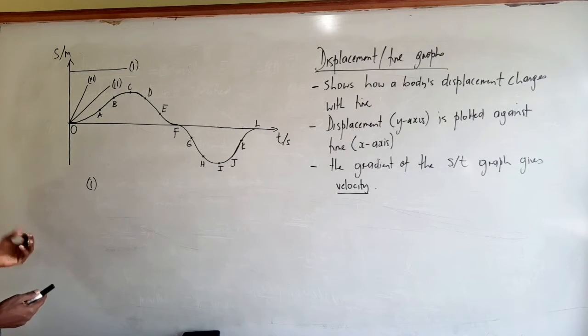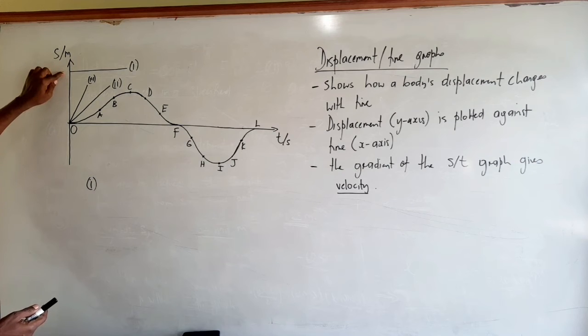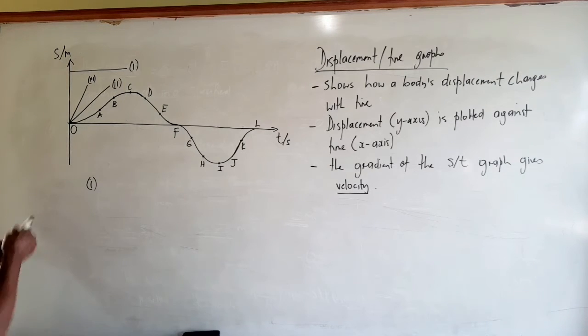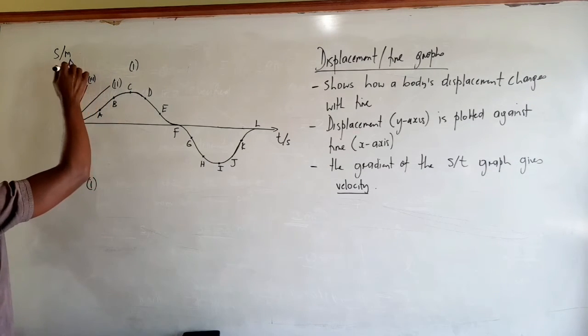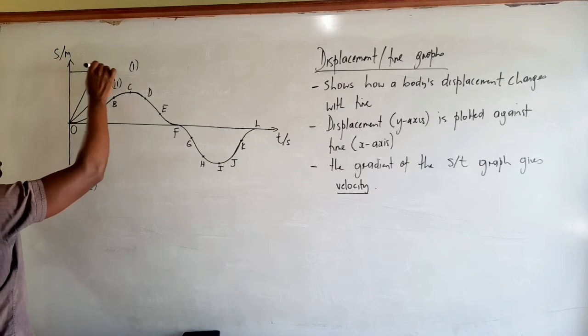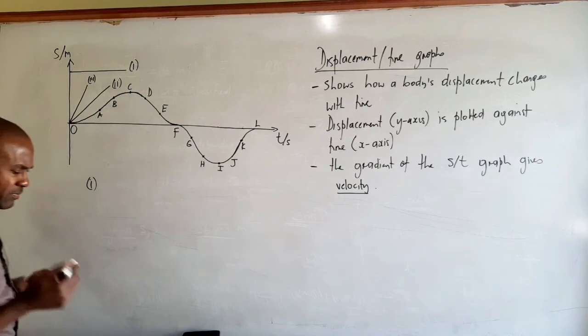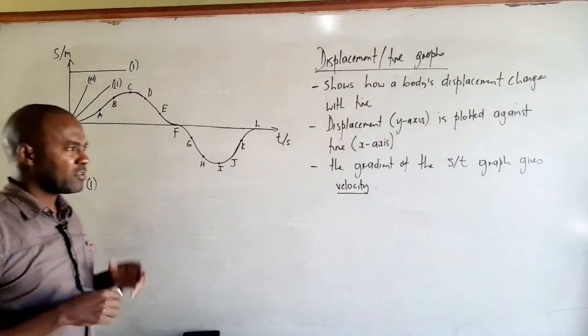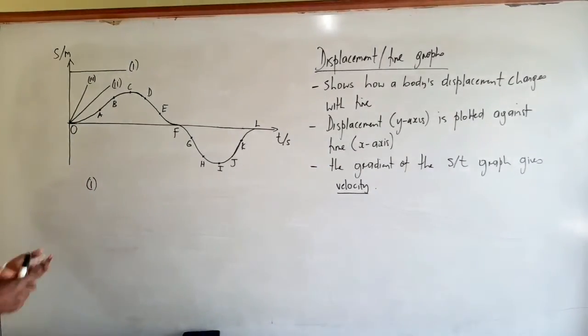So we see that basically at time t equals 0, there is some displacement, and as time changes, the displacement does not change. So the displacement remains constant, and therefore this tells us that the graph, or the body, is not moving.